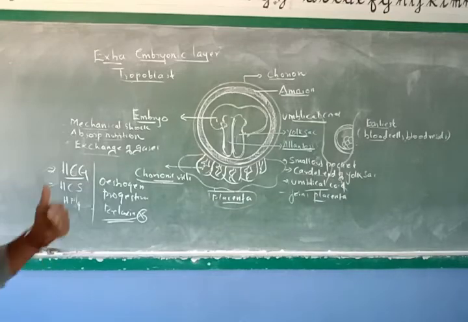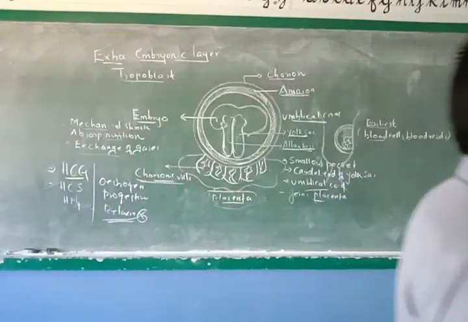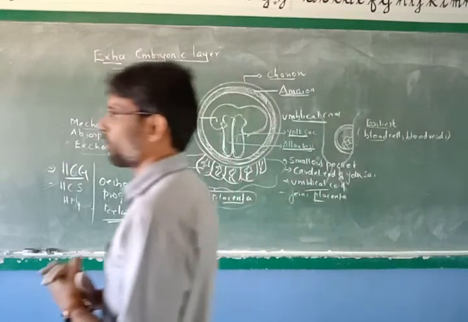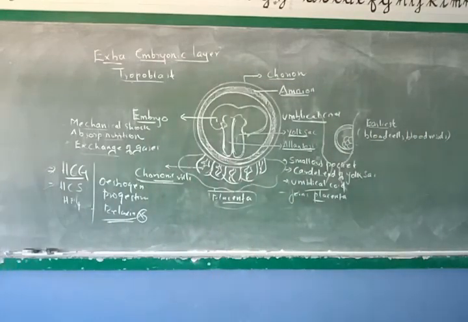Okay. Question number 3. The pregnancy that takes place outside the uterus is called dash. The pregnancy that takes place not in, but outside the uterus.